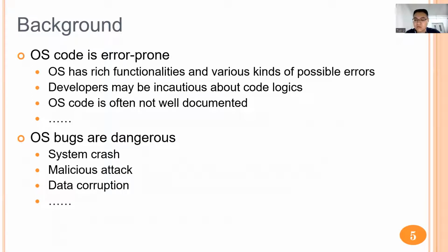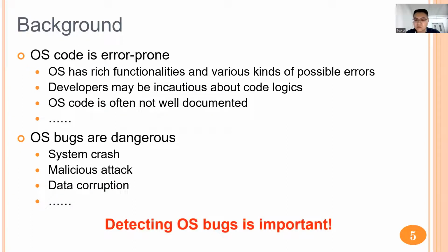First, an OS has rich functionalities and various kinds of possible errors. Then, developers may be incautious about code logic and introduce bugs by mistake. Besides, OS code is often not well documented, and thus APIs can be misused. Bugs in an OS are dangerous, and even a simple OS bug can cause system crash, malicious attack, data corruption, and so on. Therefore, detecting OS bugs is important.